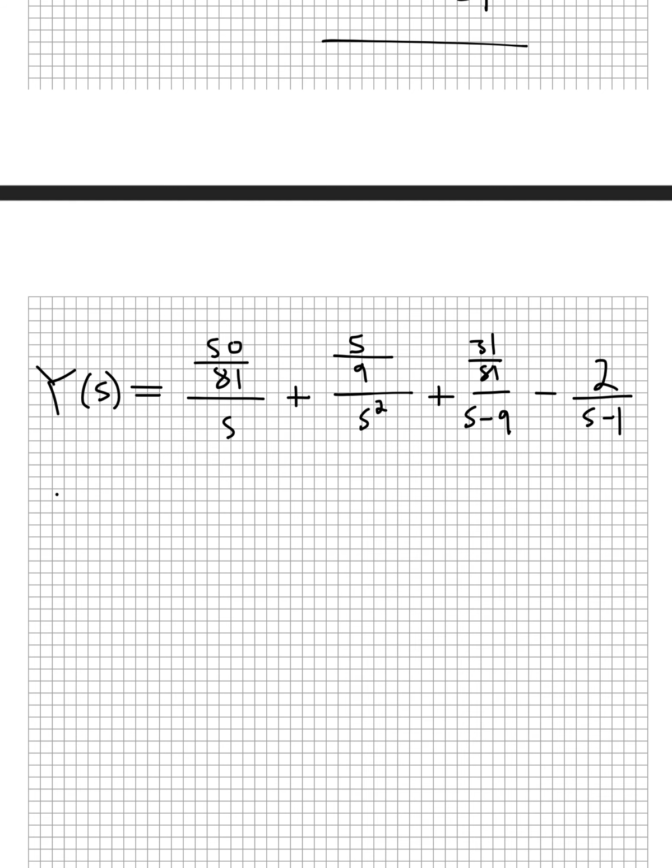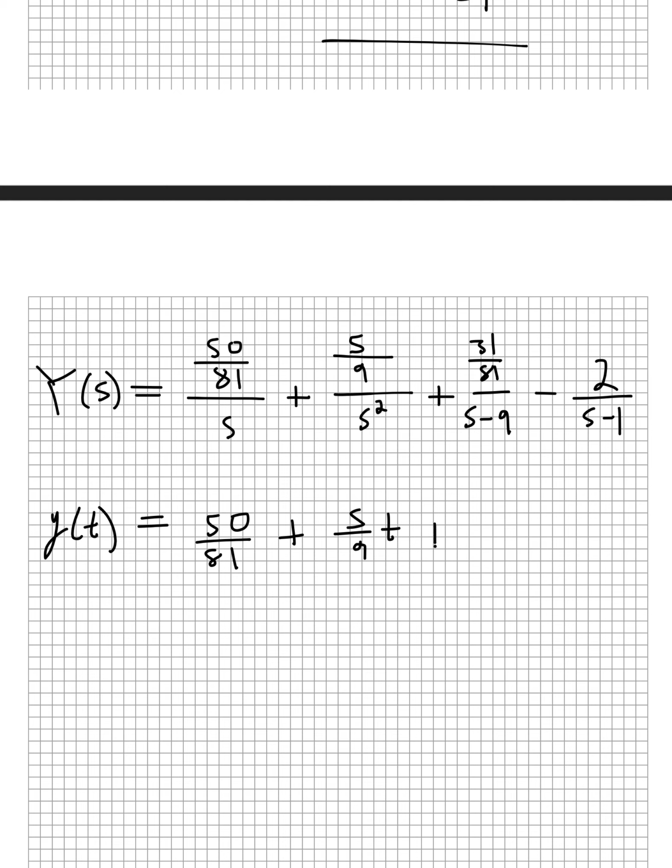So to do a back transformation, it's actually very easy to do the inverse transformation because you guys know what 1 over s is, right? That's just 1. And so that's just going to be 50 over 81 times 1. That's what f of t corresponds to. Laplace transformation of 1 over s is just 1. What about the Laplace transformation of 1 over s squared? You guys know what that is. That's t when you look at the table. So that's just going to be 5 over 9 times t.